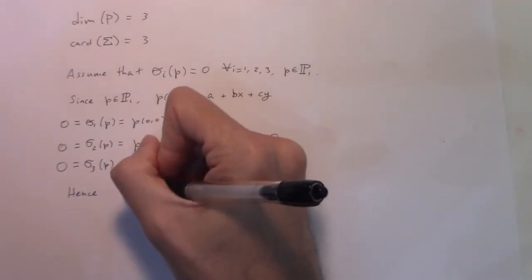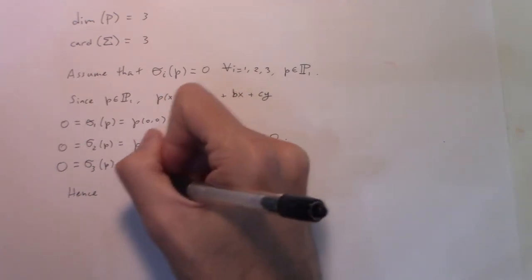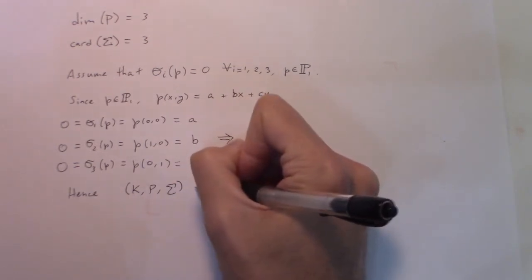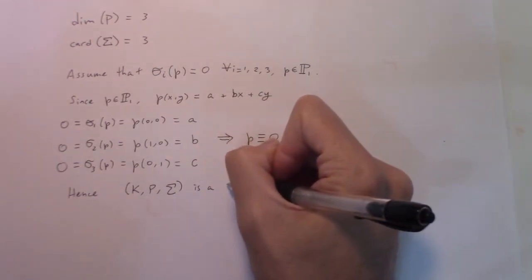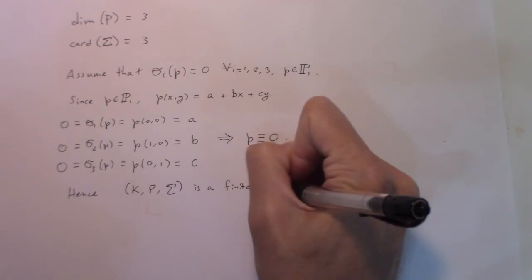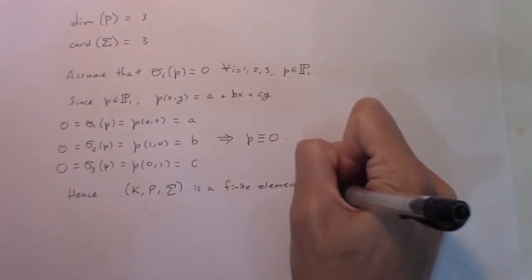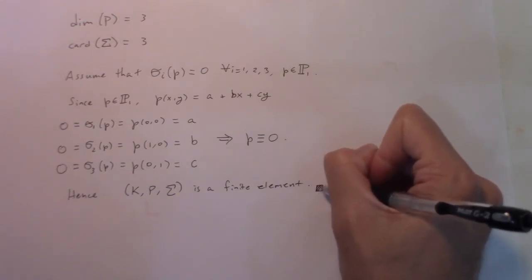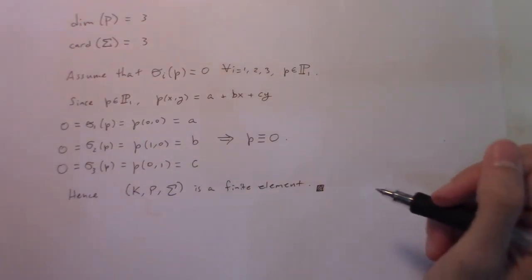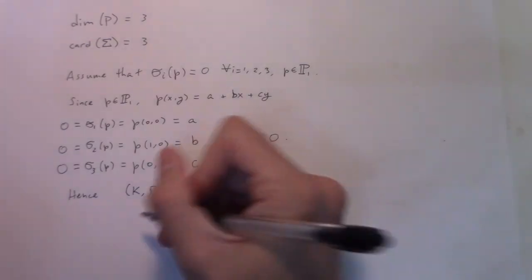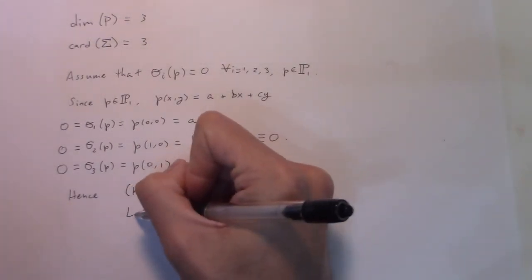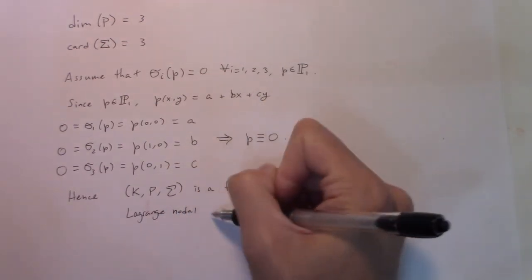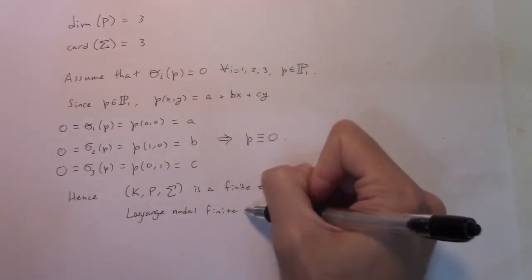Therefore, the finite element K, P, sigma is a finite element. So that is how we demonstrate this. Maybe you've seen this one before. This is the most classical. This is called the Lagrange nodal finite element.